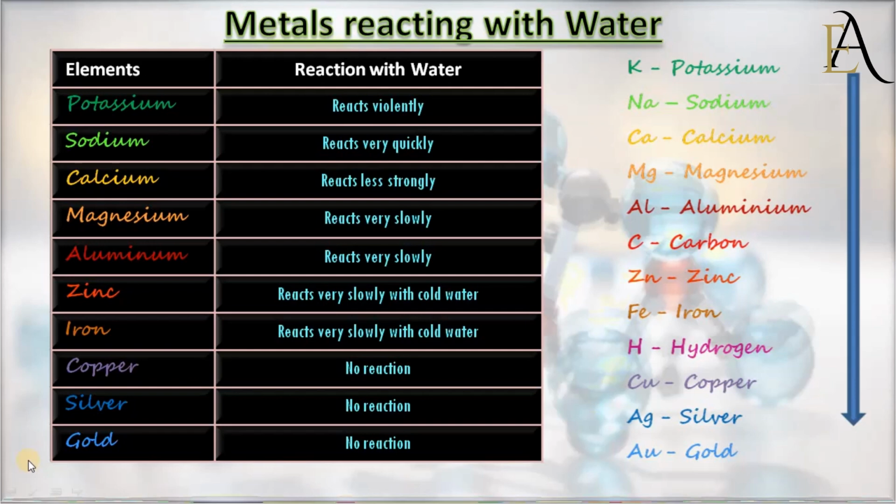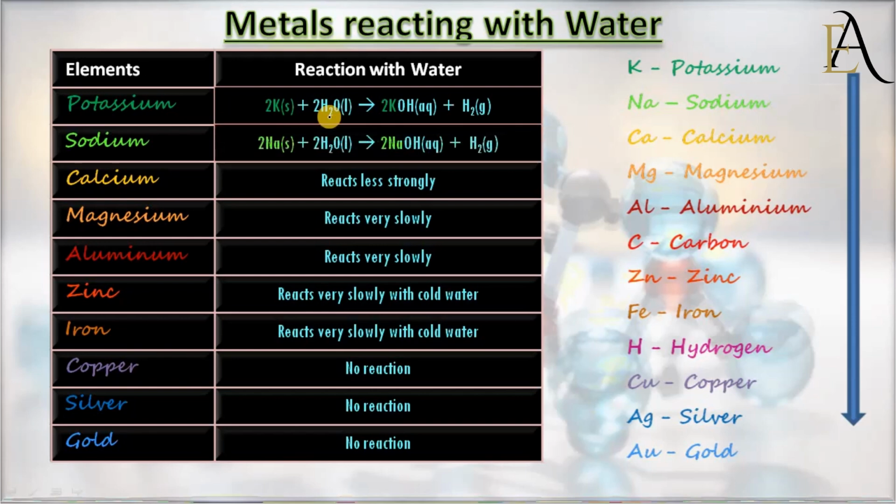So let's see. Potassium reacts with water to give potassium hydroxide, and hydrogen gas is evolved. Sodium reacts with cold water to give sodium hydroxide and hydrogen. Calcium also reacts with water to give calcium hydroxide and hydrogen. These reactions are exothermic as they give out heat.